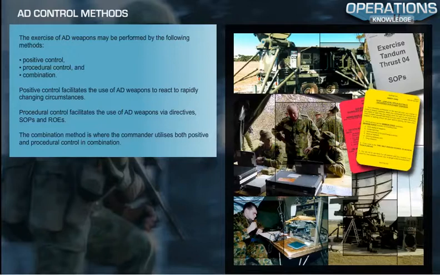Positive control permits the commander to react to the rapidly changing circumstances of the air battle. Procedural control is a system of prearranged control exercised by the issue of directives, standard operating procedures, and rules of engagement which dictate the conditions under which fire is to be withheld or engagements permitted. The combination method is a combination of both positive control and procedural control.